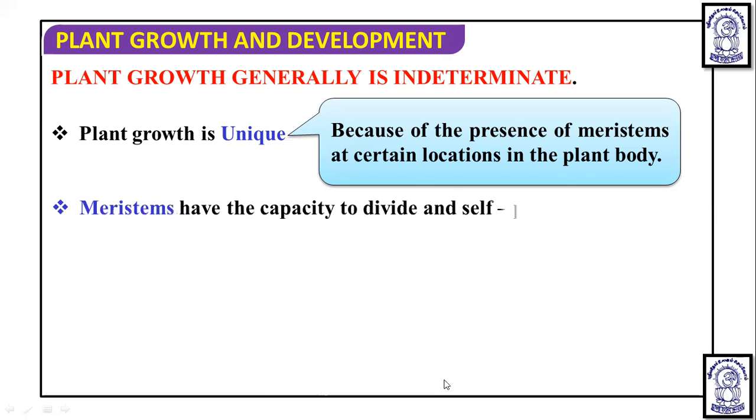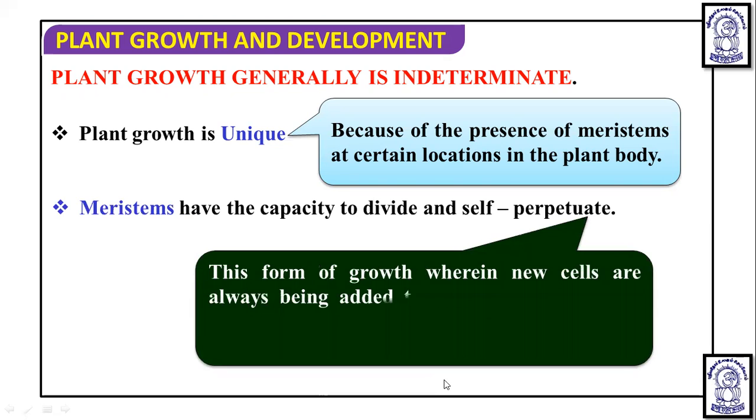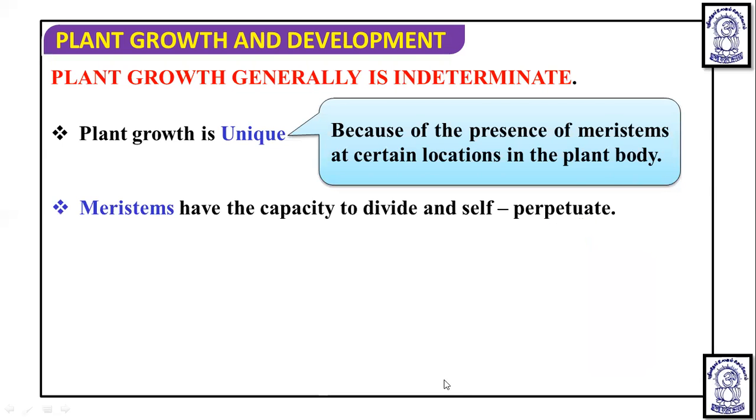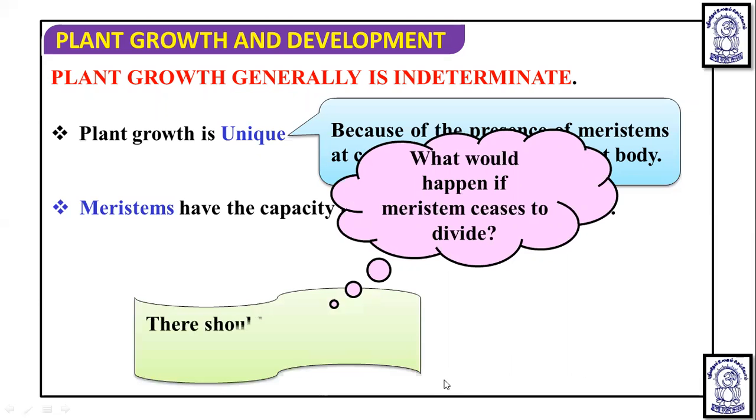So meristem have the capacity to divide and self-perpetuate, obviously. And this form of growth, where new cells are always being added to the plant body by the activity of meristem, is obviously called the open form of growth. So meristem is helping in the forming of these new cells, wherever the meristematic tissues are present. So what would happen if meristem ceases to divide? Obviously, there would be no growth in the plant.